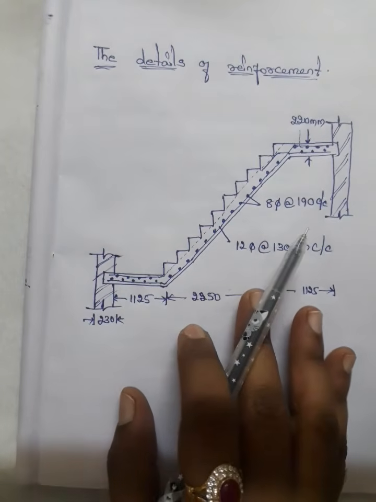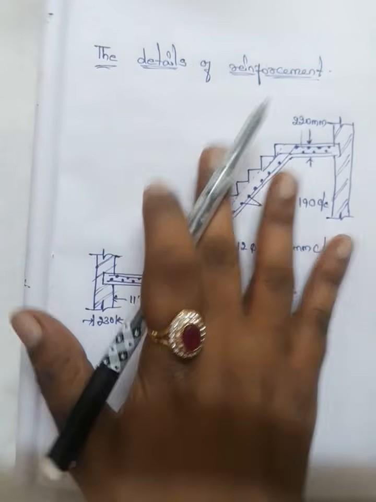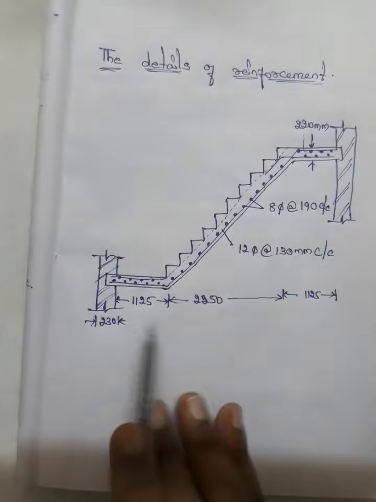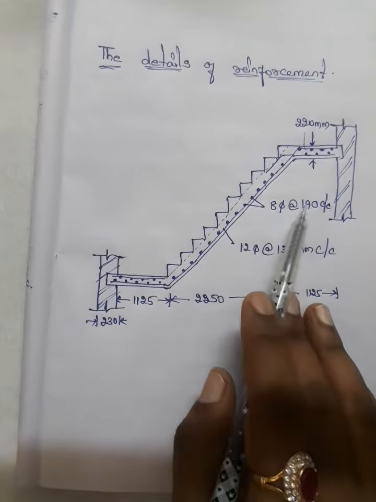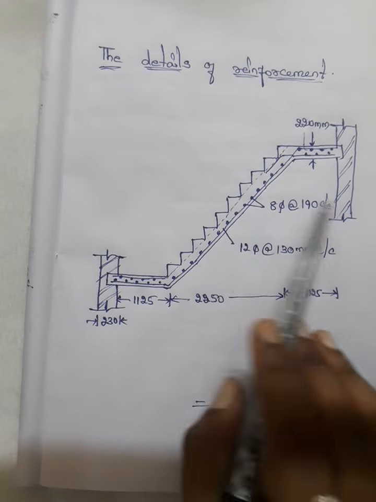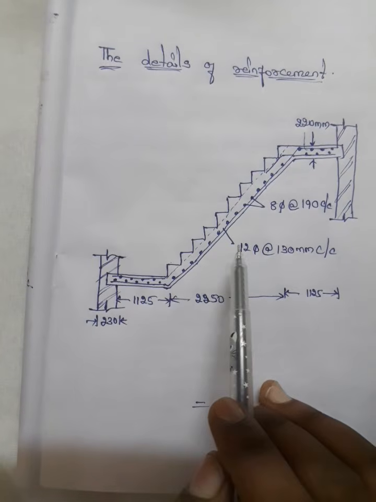Whenever you are solving any problem, as the last step, if you draw the details of reinforcement, whatever you have calculated, then by seeing this complete figure you can easily know the main reinforcement and distribution reinforcement values: what is the dia, and what is the center to center distance.